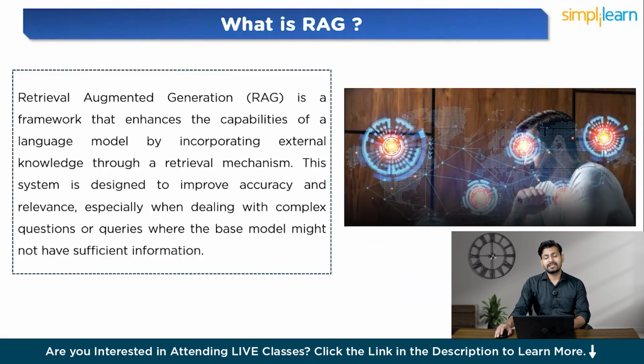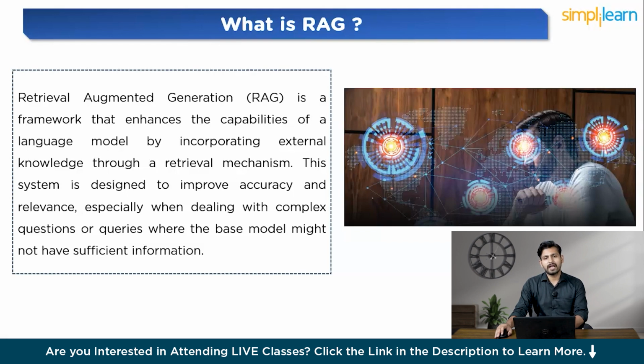If we talk about what exactly is RAG, so guys, RAG is a framework that enhances the capabilities of a large language model by incorporating external knowledge through a retrieval mechanism. So guys, this system is designed to improve accuracy and relevance, especially when you're dealing with complex questions.